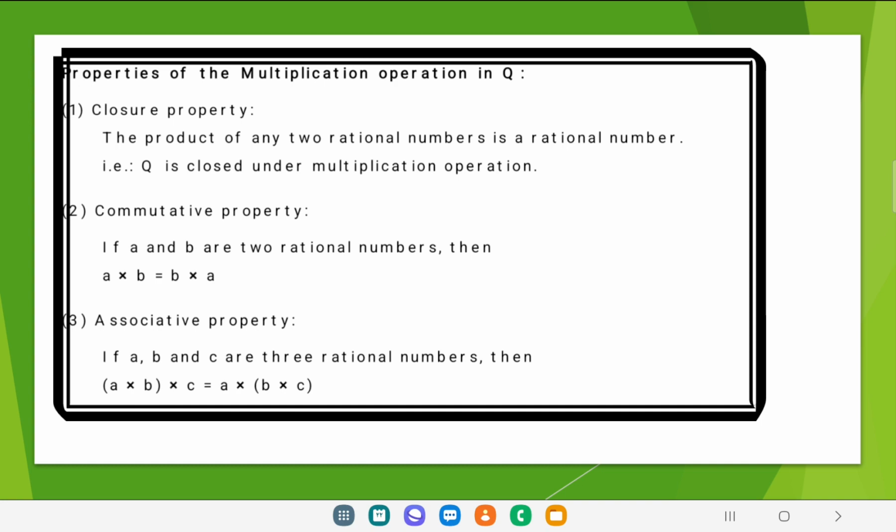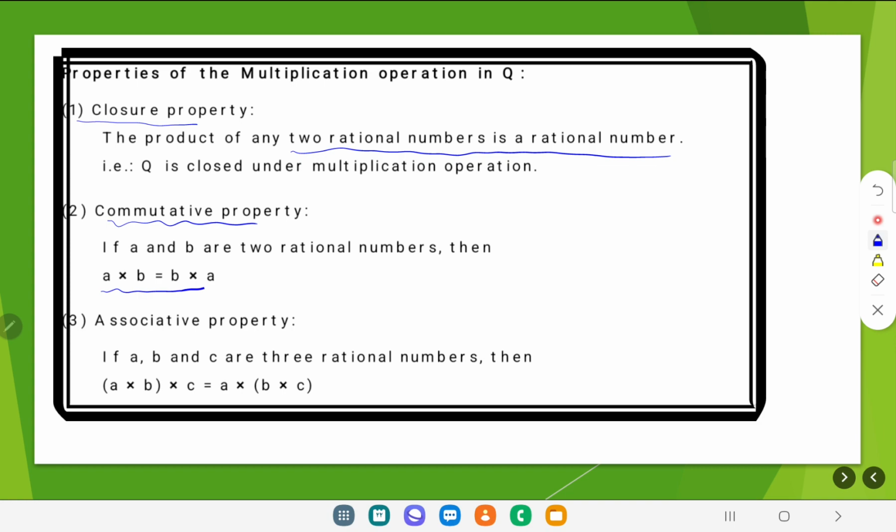Now, what are the properties of multiplication operation in Q? First, the closure property. What is the closure property? The product of any two rational numbers is a rational number. So Q is closed under multiplication operation. After it, the commutative property. If A and B are two rational numbers, then A multiply B equal B multiply A. Changing the places doesn't affect the answer.